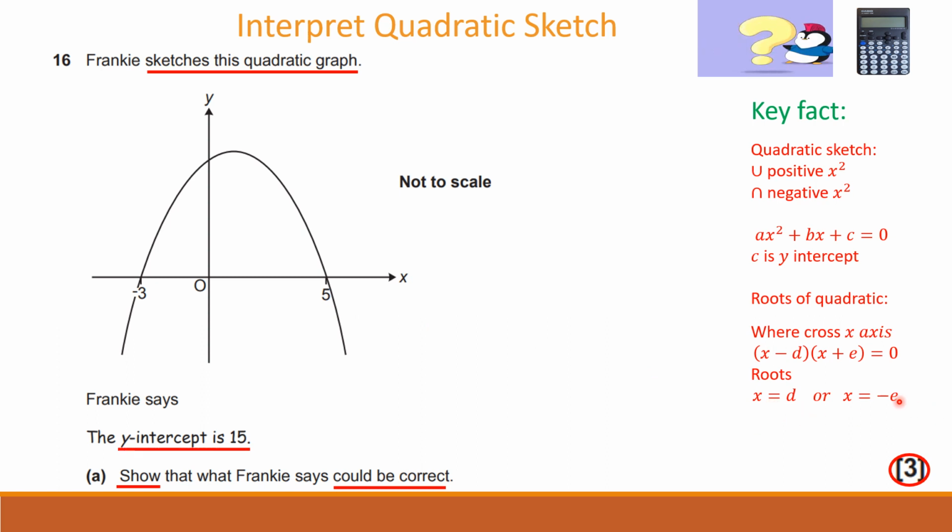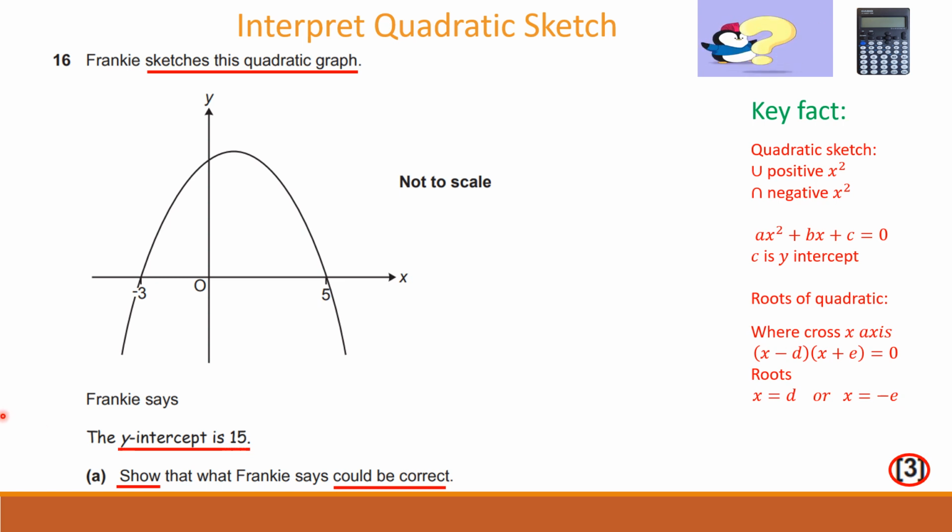Now think about substituting these roots in. Think about the fact that the negative x squared, because the shape is a sad face, it's upside down. And remember, when you expand, the value c on the end is your y-intercept, and that's what you've got to show is 15. So press pause, have a go at working out the answer, and then press play when you're ready to hear the answer.